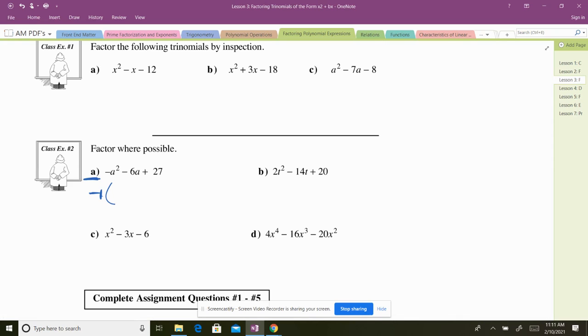Okay, yes, it's snowing. You've only got 30 minutes of class left, okay?